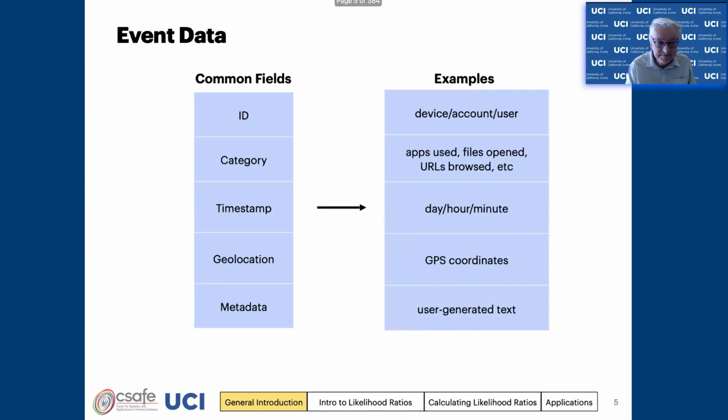Next slide. The type of data, as many of you will be familiar with, is often event type data where there's an ID, maybe the account name. The data is often categorized into which app was opened or which file was opened or which URL was browsed. There's typically a timestamp for the event. There may be geolocation data, and there may often be metadata such as user-generated text. So this provides a very rich data source, which is good, but it also makes it complex to analyze.